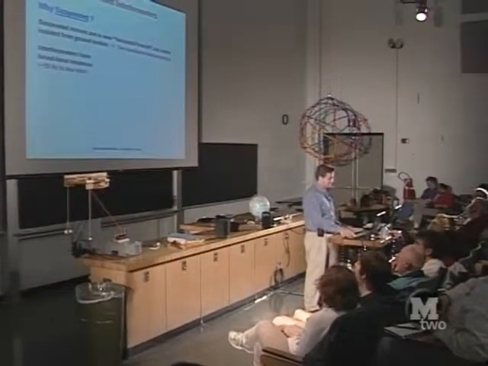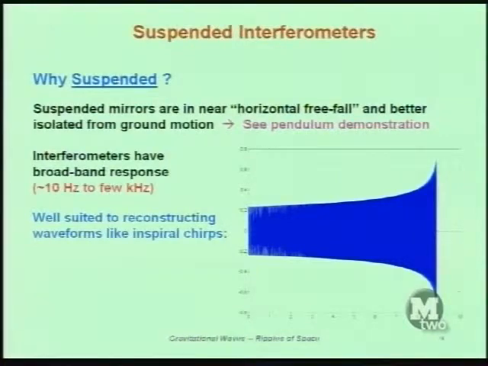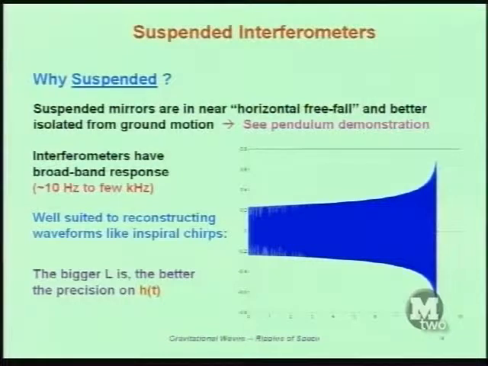Now, interferometers have a broadband response, typically in the range 10 hertz up to a few kilohertz, and that means that they are, unlike the bars, well suited to measuring a chirp like this, to allow you to reconstruct that waveform unambiguously. And the bigger your L is, the bigger the arms that you have, the more precise your measurement of the strain will be, the ratio of the change of the length divided by the length.